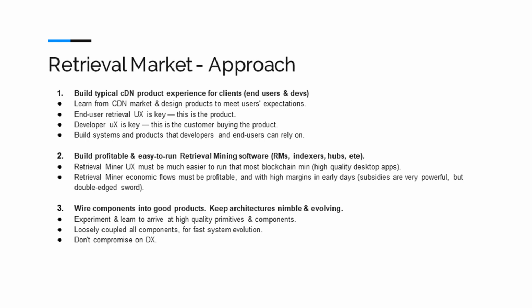The third step is to wire components into good products and keep architectures nimble and evolving. It includes experiments and learning to arrive at high-quality primitives and components. Loosely couple all components for fast system evolution, and don't compromise on DX.